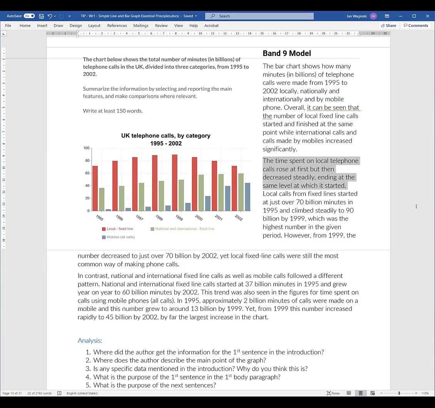He's saying the phone calls started at the same time and ended at the same level. Yep. Notice how it mirrors the general overview, right? That's on purpose. That's an example of good writing. It's an example of very explicit writing.